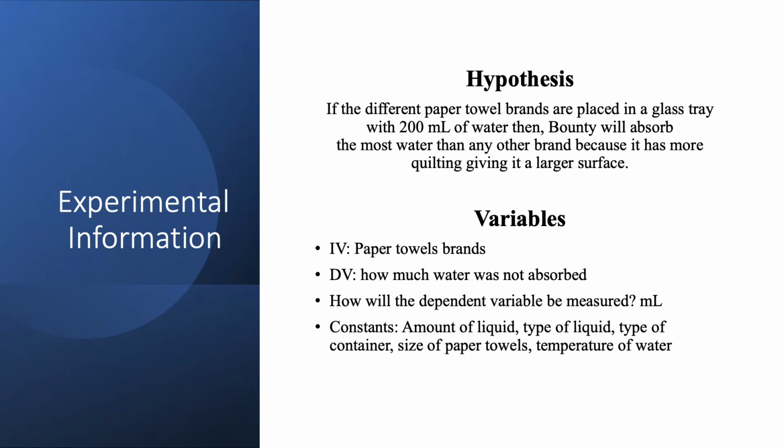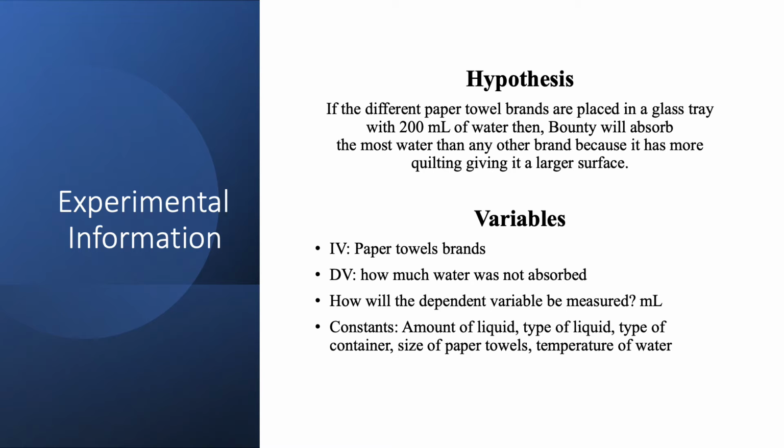Here's the experimental information. It has my hypothesis and my variables. My hypothesis is if different paper towel brands are placed in a glass tray with 200 milliliters of water, then Bounty will absorb the most water than any other brand because it has more quilting, giving it a larger surface.